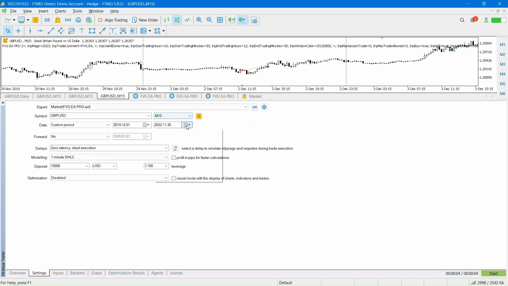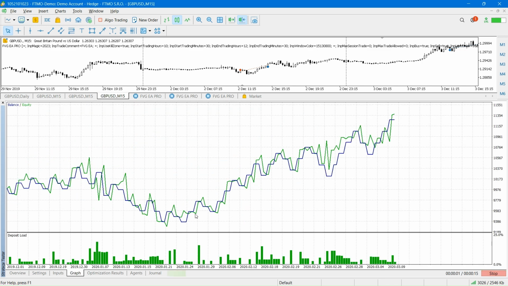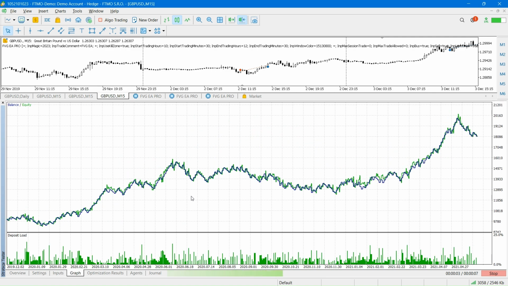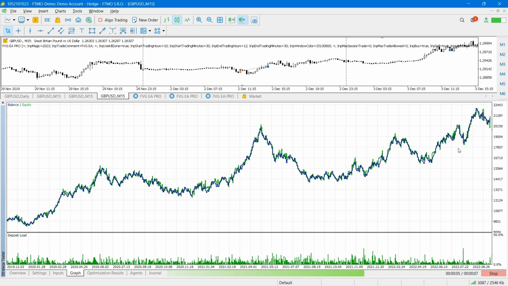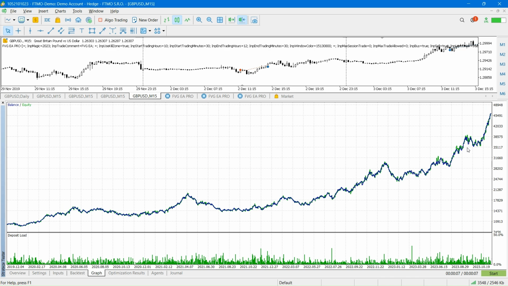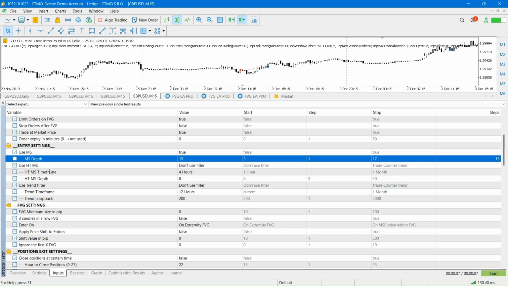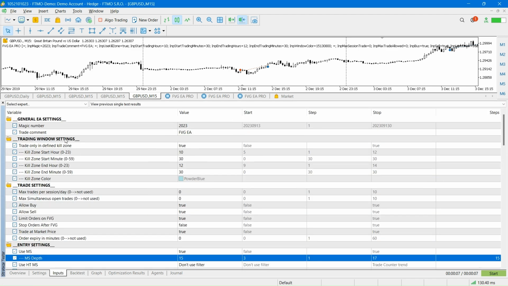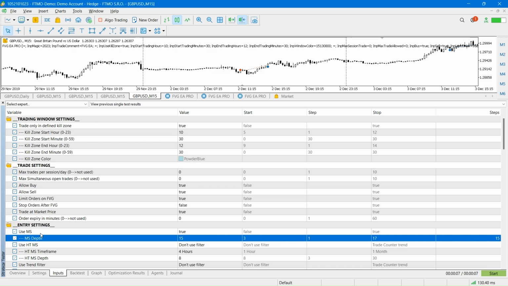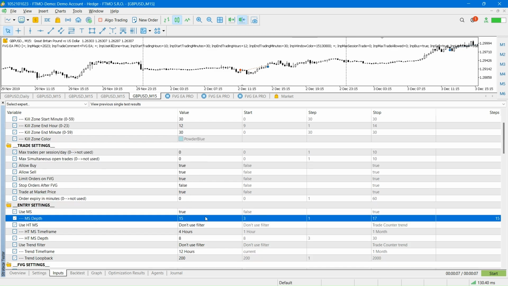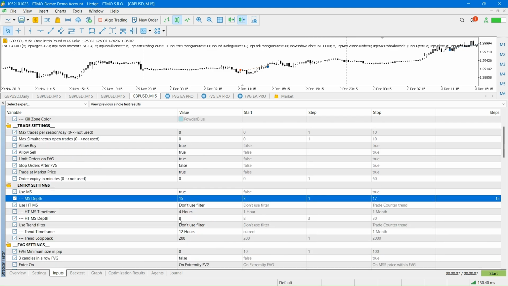If I extend the period to the out of sample till 2023, I go to graph just to check. So it's performing well also in 2023, which is good. All right, so now I know I have fixed my kill zones. I have fixed my trading structure at 15.